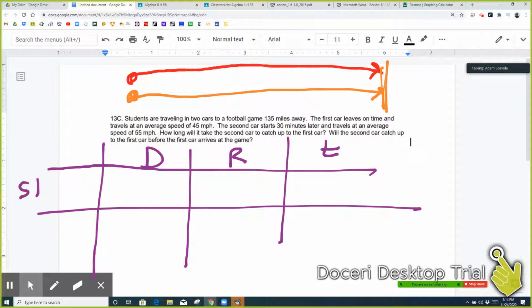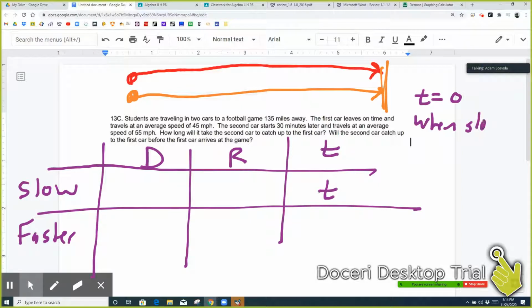So we got the slower car and the faster car. But the slower car leaves first. So I'm going to let T be the time from when the slow car leaves. So if I let T be the slow car's time, that means T equals 0 is when the slow car starts.